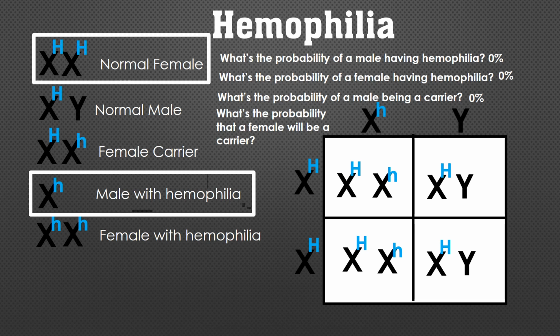So what's the probability that a female will be a carrier? Looking at the X chromosome that she inherits, you notice that 100% of the time, she is actually going to have an X chromosome that has a little h on it that she inherited from her father. So that concludes our discussion on sex-linked traits.